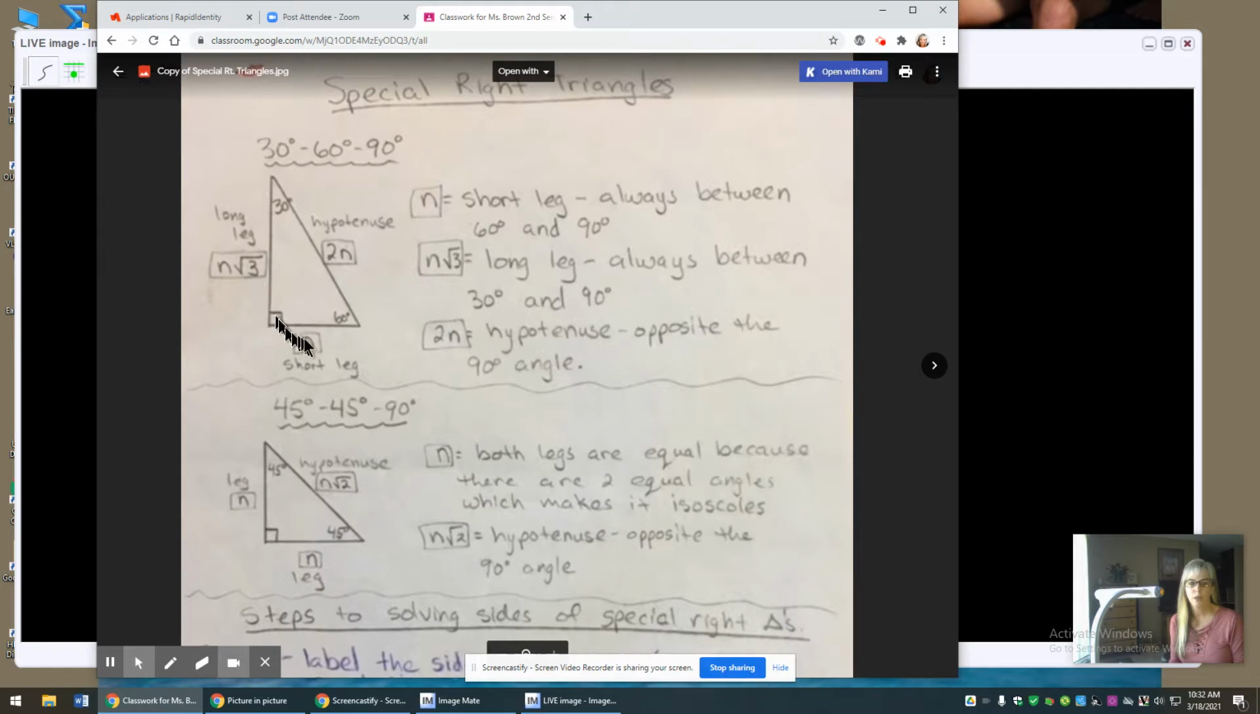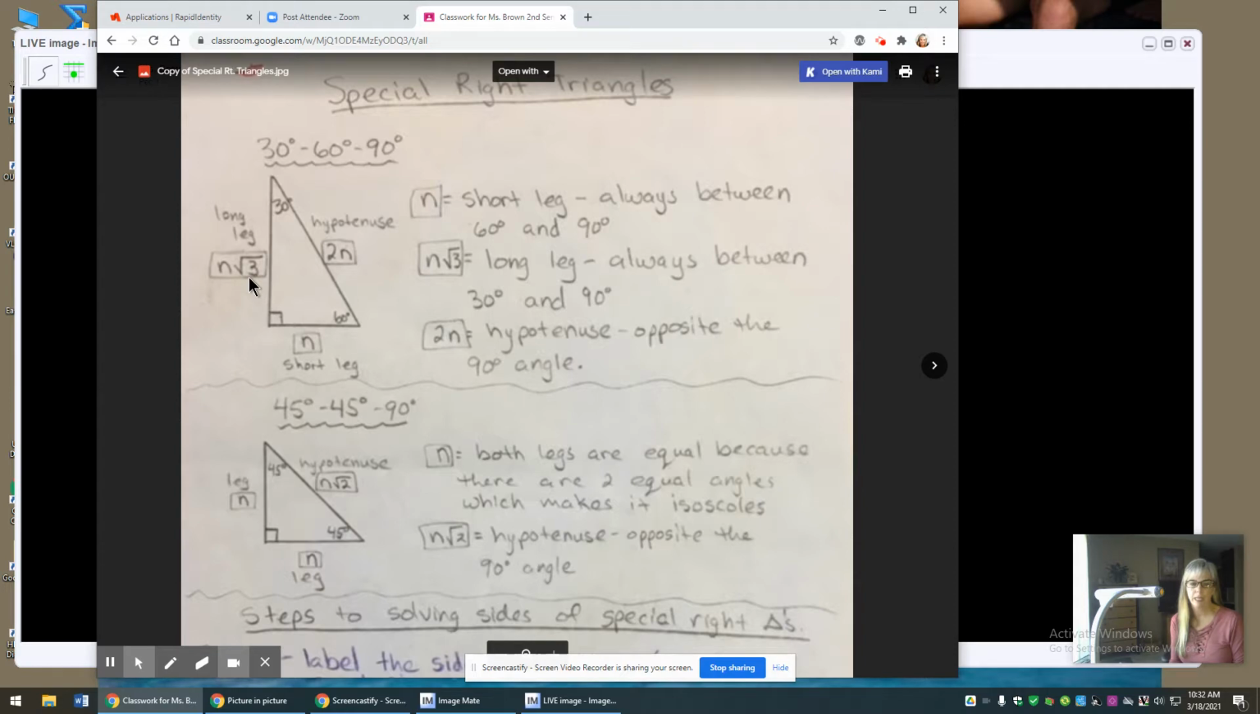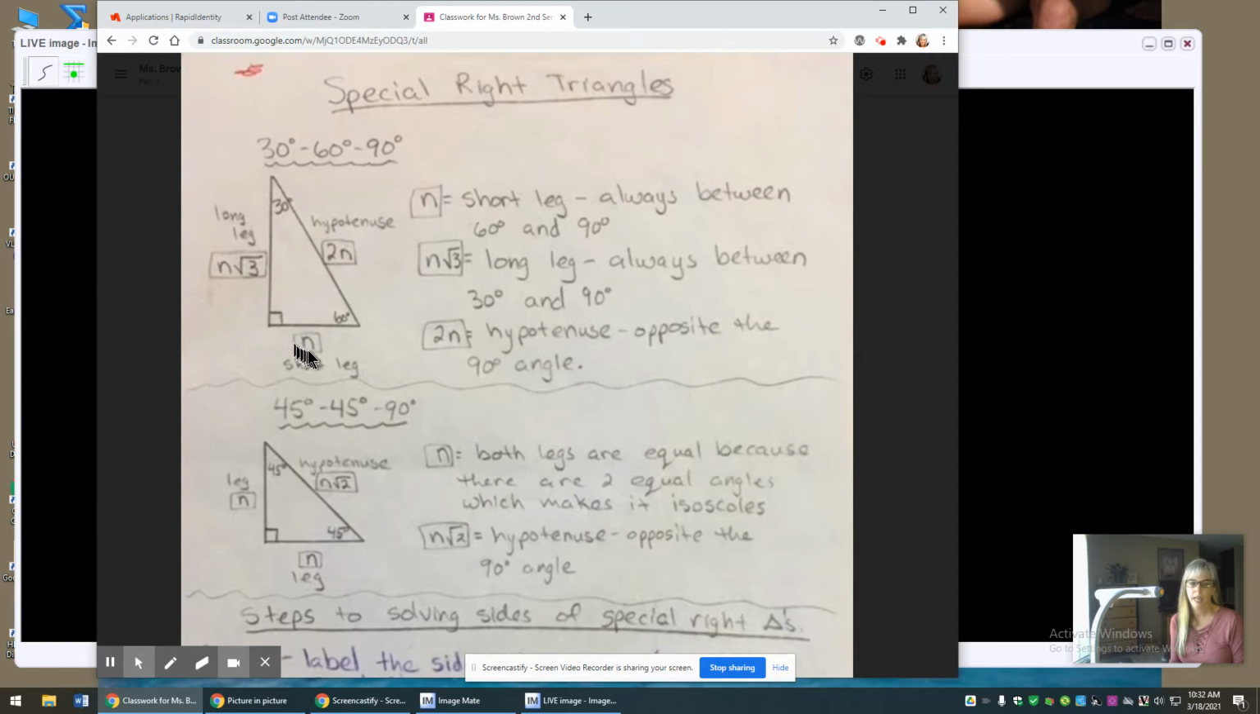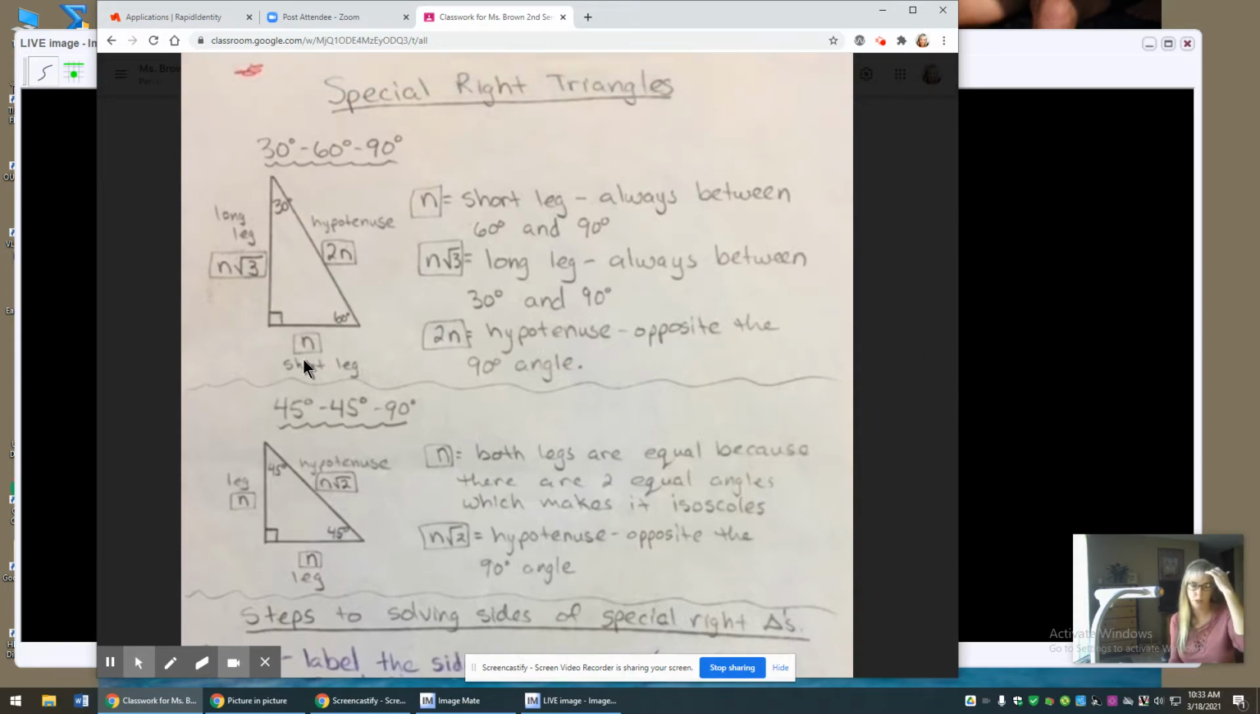Its relationship with the short leg is that it is the square root of 3 times longer than the short leg. If I choose to name the short leg N, then the long leg is N, the short leg, times the square root of 3. That's their relationship. That's their ratio. The hypotenuse also has a relationship with the short leg. It is twice as long as the short leg. So if I name the short leg N, then the hypotenuse has to be 2N, 2 times N.